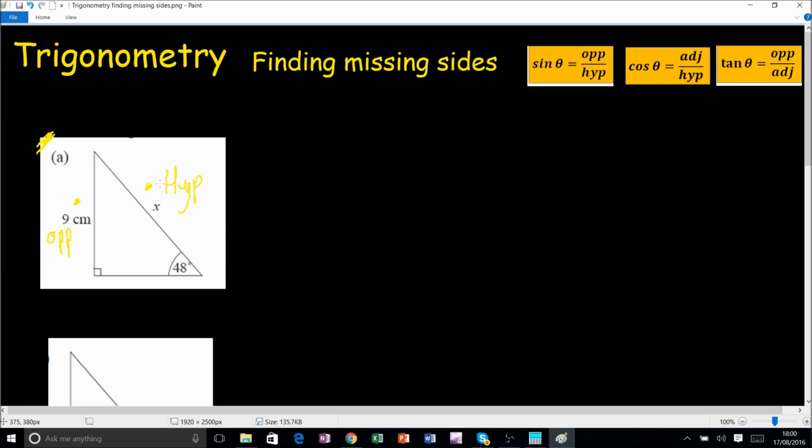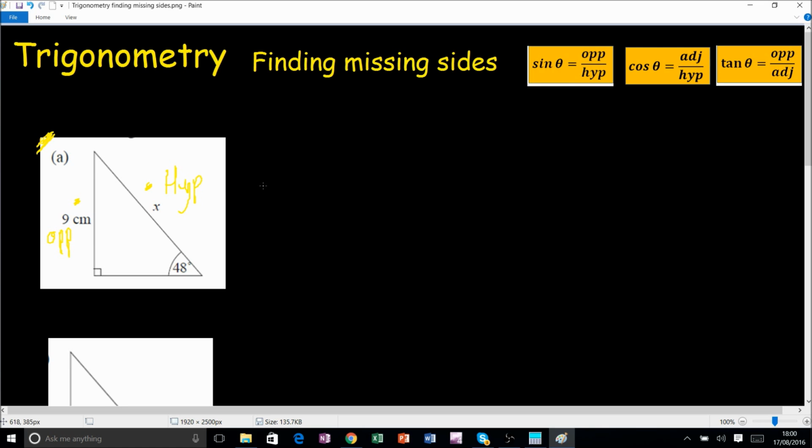Okay, lovely. Now we need to look at which of our trigonometric ratios has the opposite and the hypotenuse. Is it tan? Tan has opposite and adjacent, so no. Is it cos theta? No, it has adjacent and hypotenuse. Sine theta, yes, sine theta has opposite and hypotenuse, so that's good.